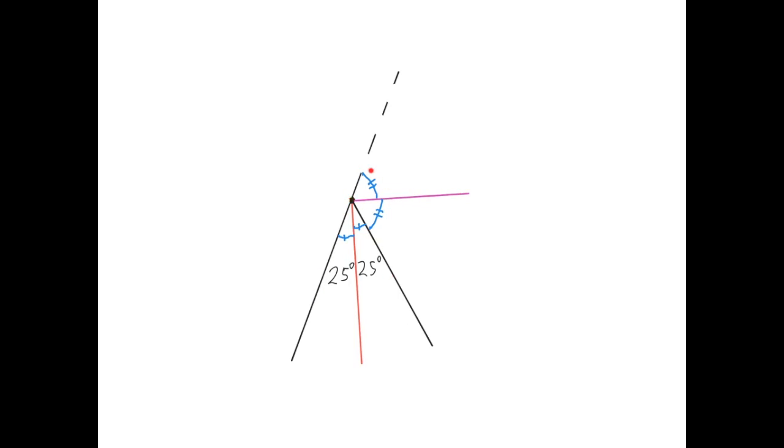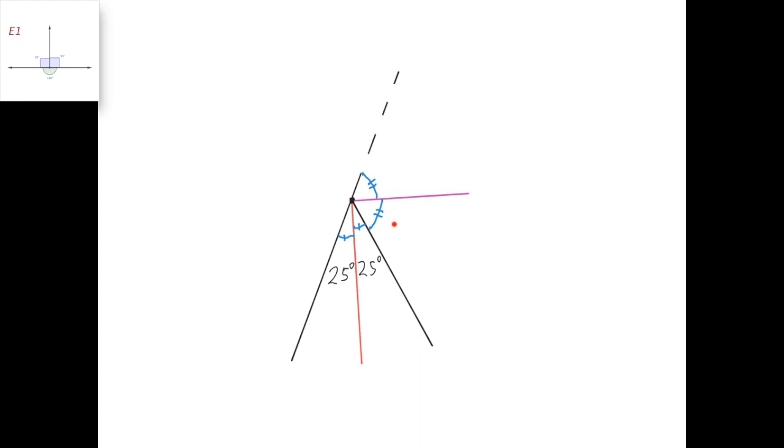Now let's try to find this angle. We know that the whole angle is 180 degrees, and this angle is 50 degrees. Therefore, this angle must be 180 minus 50, which is 130 degrees. And this angle equals this angle. Therefore, each of those angles is half of 130 degrees, or 65 degrees. Note that the angle between the red line and the purple line is 90 degrees, because 65 plus 25 equals 90. And so we have a right angle here.